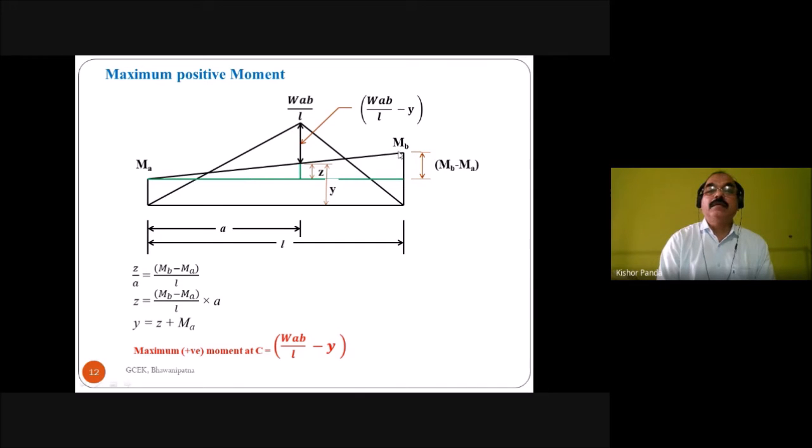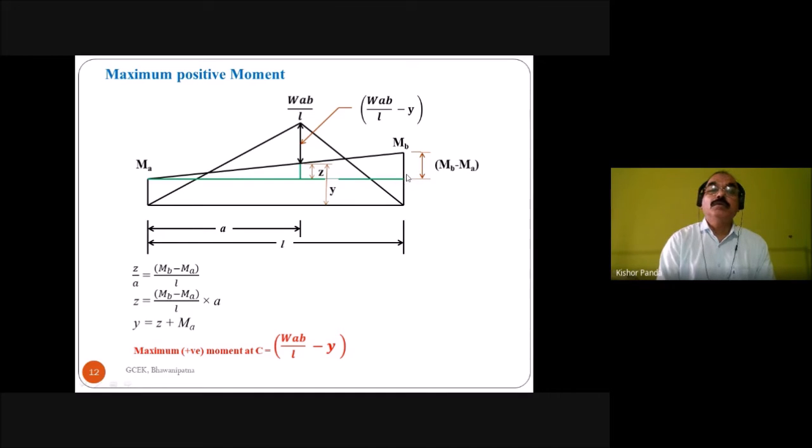Then this is one triangle, and this is another triangle. You have to take two similar triangles here. The base is common and the angle is the same. So what you have to do? Let us take this distance as Z. This distance is Z. And what is this distance? Because you know this is MA, and the total is MB, so from this to this is MB minus MA.